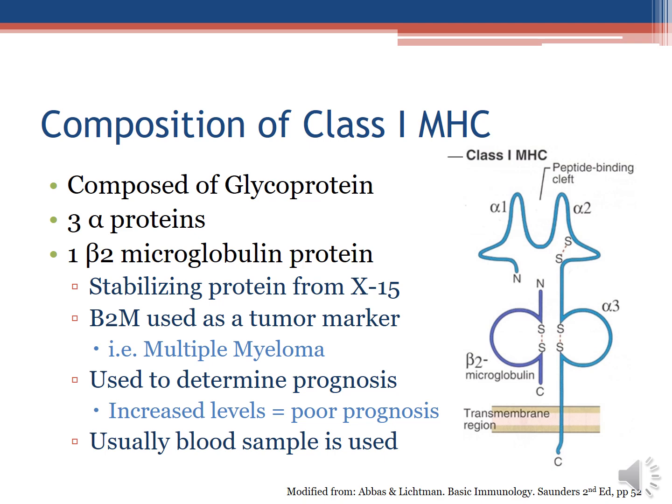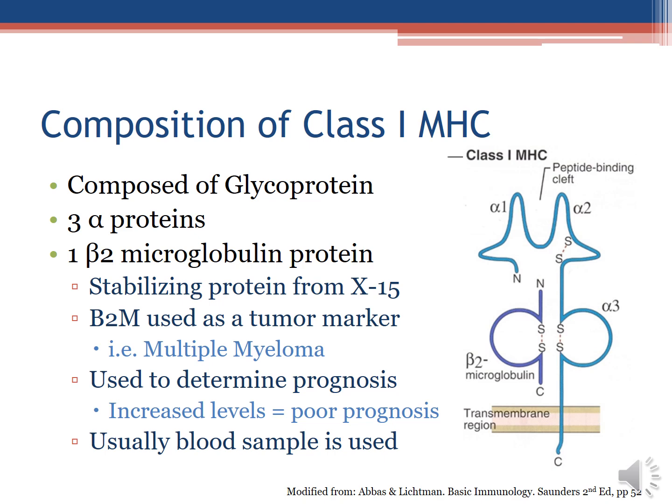Our Class I MHC is composed of 4 glycoproteins, the basic 4 glycoproteins. We have 3 alpha proteins, so that's our alpha 1, alpha 2, and alpha 3. And then, remember, we have that 1 beta 2 microglobulin protein.